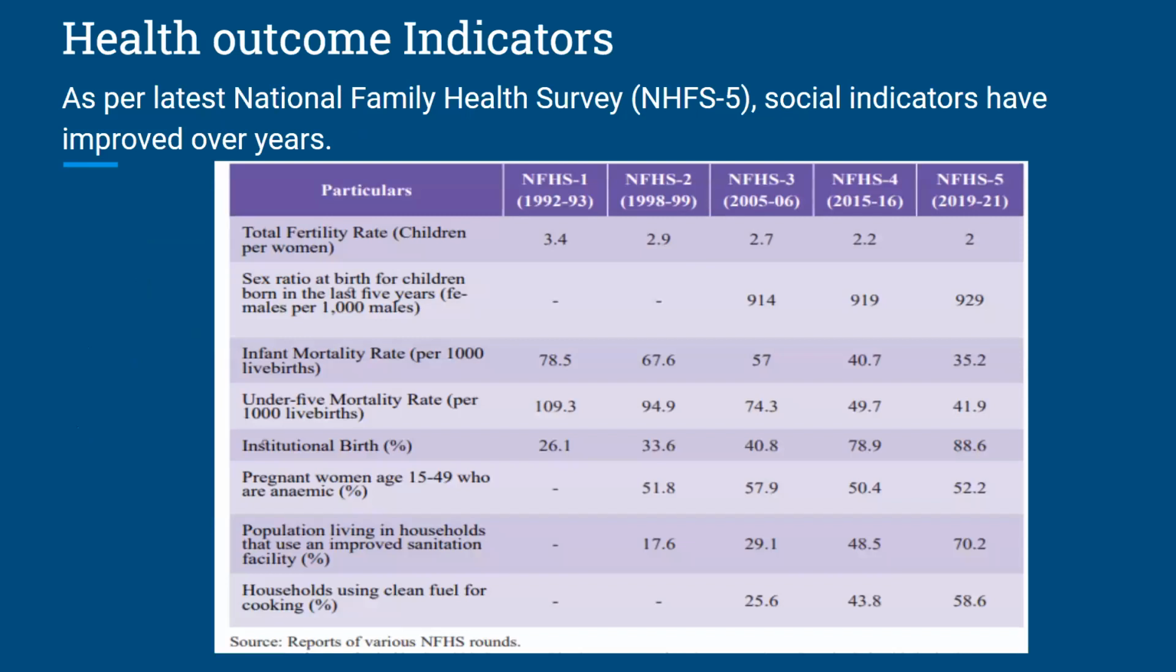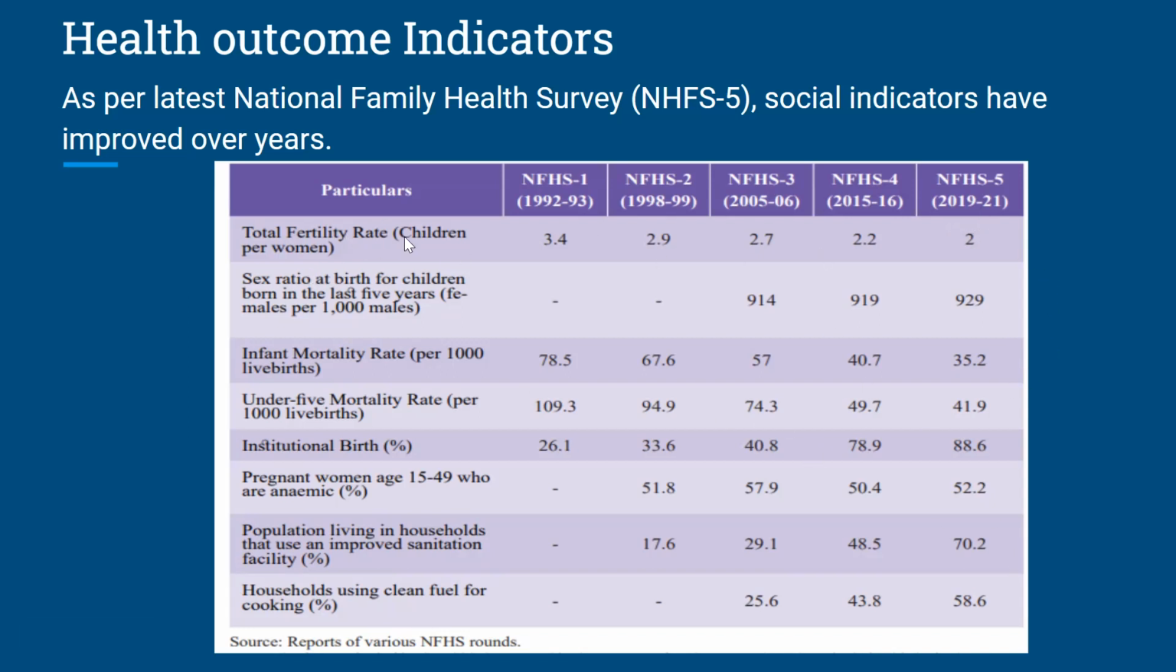Next, we will see certain health outcome indicators. This is very, very important with respect to both prelims and mains, as these health outcome indicators are taken from National Family Health Survey 5. Even here we can see a positive trend. Social indicators have improved over the years. The latest data is given in the last column.